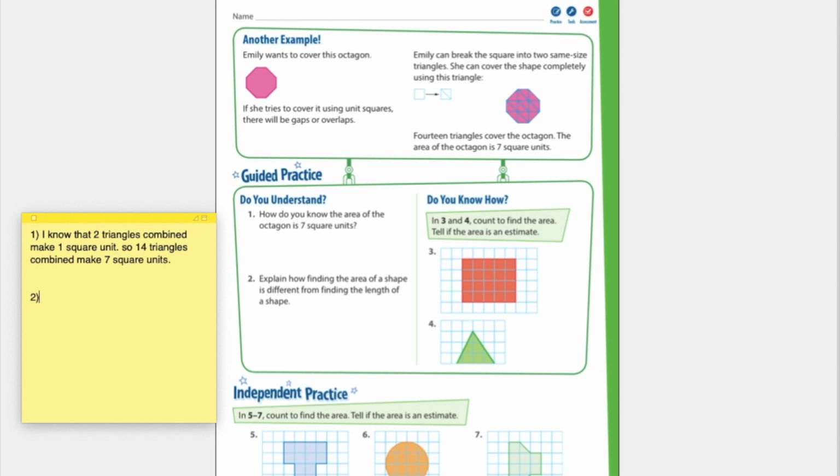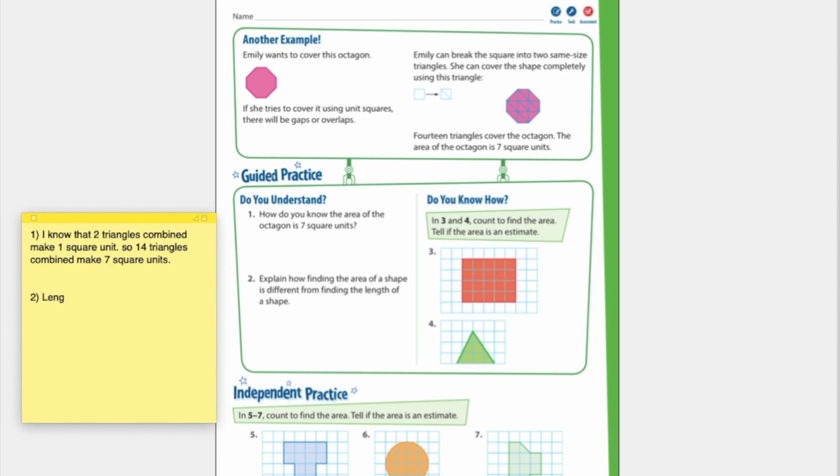Okay, and then going to number 2, explain how finding the area of a shape, so how many squares are inside, is different than finding the length of a shape. So how is finding the area and the length of something different? So when we're doing length, we are actually just measuring the side of a shape. We're not counting what's inside. We just want to figure out how long the sides of that shape are. Whereas for area, we're trying to figure out how many square units are inside.